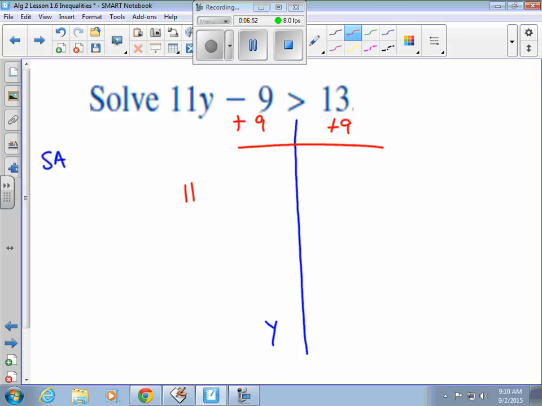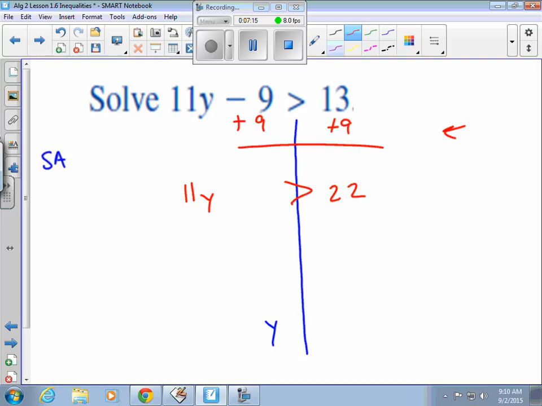That leaves you with 11y on the left. 13 plus 9 is going to be 22. Now, you have to always ask yourself the question when you're doing inequalities, did I multiply or divide both sides by a negative number? If you ever answer yes, you have to reverse the inequality. All we did was add right here, so we didn't do anything to reverse it, so we're going to leave it just like it is.